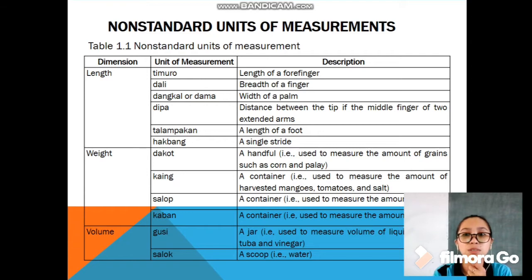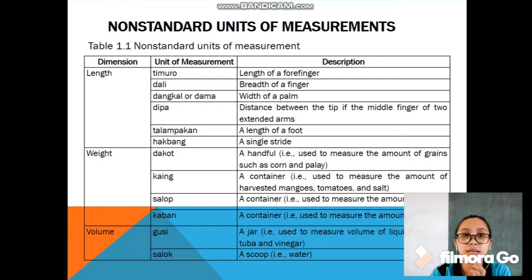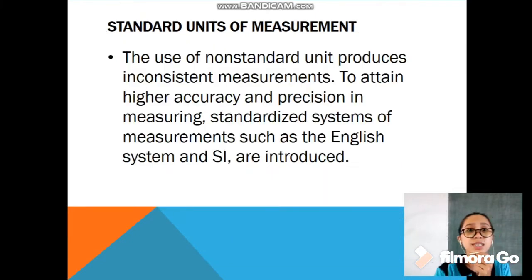Salok, takos. Okay, so there are disadvantages of these non-standard units, in which they are not accurate enough for measurement, and there is no consistency of measurements because each person has different body parts, and we are not going to use one specific person's body part only. For example, when I measure and you measure, we have different measurements of body parts. So there is no consistency. For the standard, let's go to the standard units of measurement. The use of non-standard units produces inconsistent measurements.